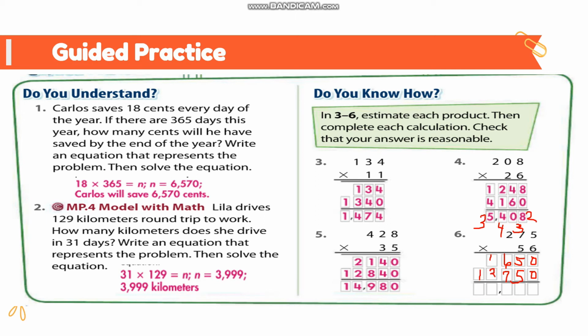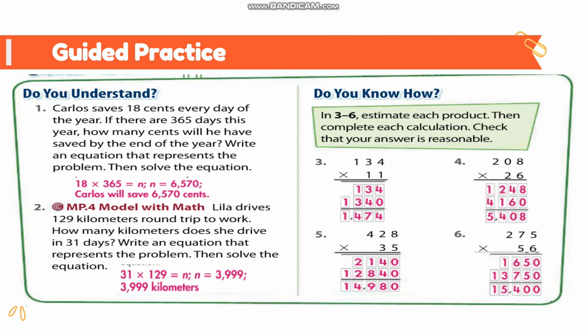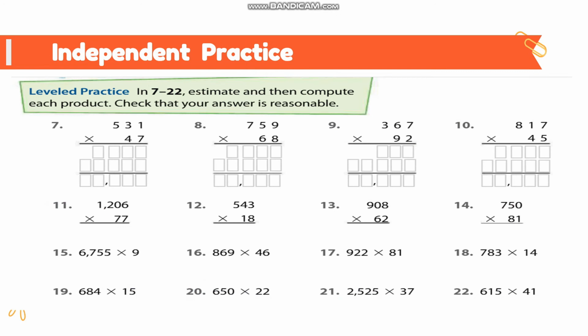We have 13. Then 0 plus 0 is 0. 5 plus 5 is 10. Regroup 1. 6 plus 1 is 7. Plus 7 is 14. Regroup 1. 3 plus 1 plus 1 is 5. Then bring down 1. So the answer is 15,400. Now it's your turn.